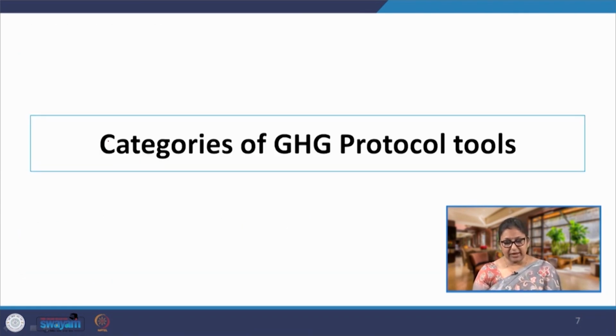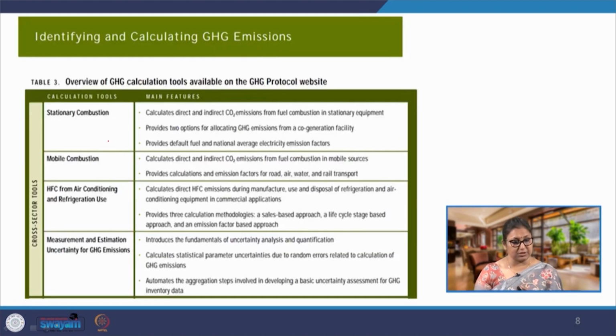Now, going ahead with the categories of GHG protocol tools for calculation. So, we know that this is from the types of emissions that we have seen. So, the category of tools also responds to these emissions. So, stationary combustion.